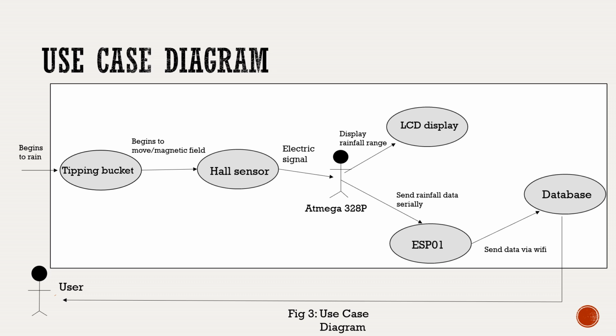Then the Hall effect sensor comes in contact with the magnet, and the electrical signal generated by the Hall effect sensor is processed by the ATmega328, which displays it on the LCD display and sends the rainfall data to the ESP01. The ESP01 will send the data to the database via Wi-Fi.